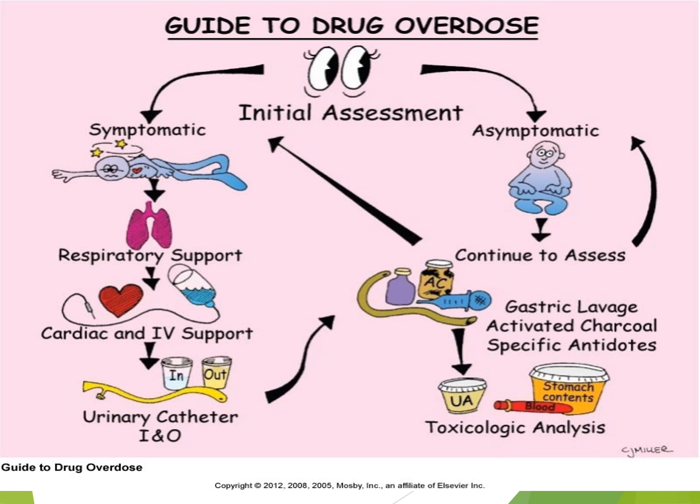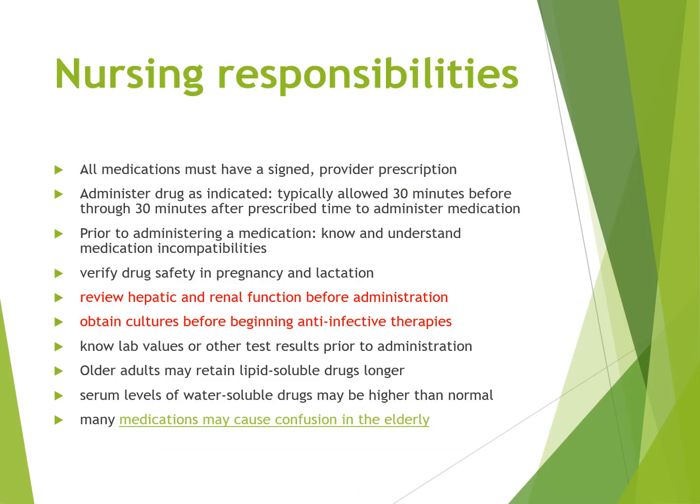Warfarin, vitamin K, Tylenol, Mucomyst, right? So those are important things you need to know. And of course, toxicologic analysis, right? UA, blood work, stomach contents. Be very familiar with drug overdose. Of course, it's very important.